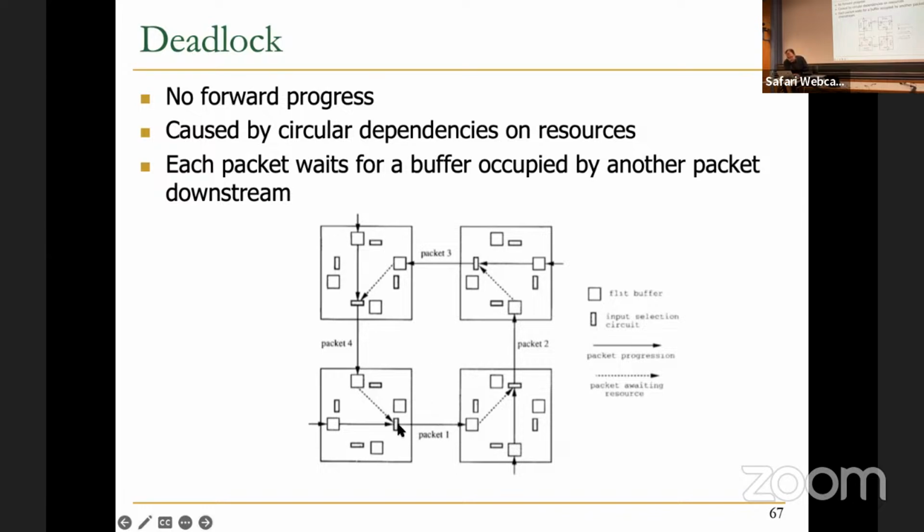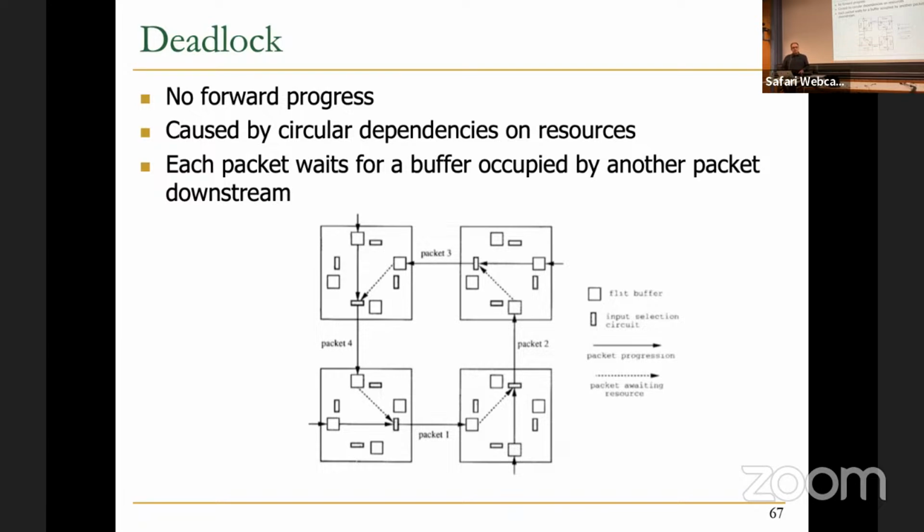Packet 1 wants to take this path. However, this buffer is not free because there is a packet here that also wants to take this path. This packet cannot move forward because there is another packet that wants to take this path. This buffer is also not free because there is a packet that wants to take this path. And then now you have packet 4 that wants to take this path. So essentially, you have these circular dependencies that can cause deadlock, right?